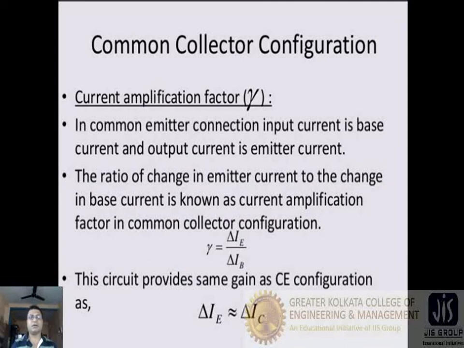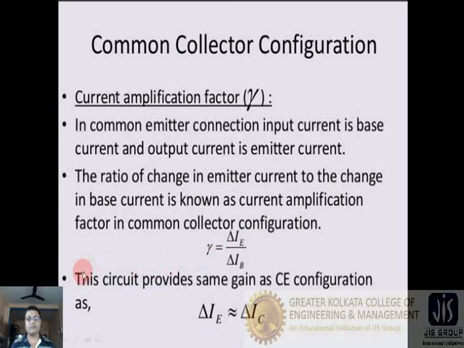In case of common collector configuration, let us find out the amplification factor, which is denoted as gamma. In common collector configuration, the input characteristic is base current and the output characteristic is emitter current. The ratio of change in emitter current to the change in the base current is known as the current amplification factor in common collector configuration. So we can find the amplification factor gamma equal to delta IE by delta IB. That means the output current divided by the input current.